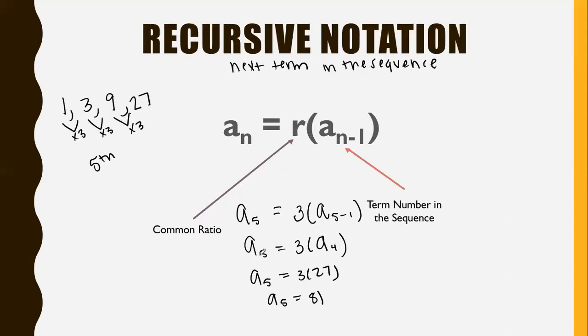Could you go back, Ms. Patterson? So where did the A go? So remember, A represents the number. So A4 is, what is the 4th term? Well, the 4th term was 27. So I'm taking A4 away and putting 27. So that's just saying, what is the number for the 4th term? Good question.